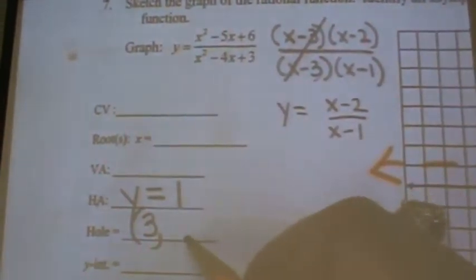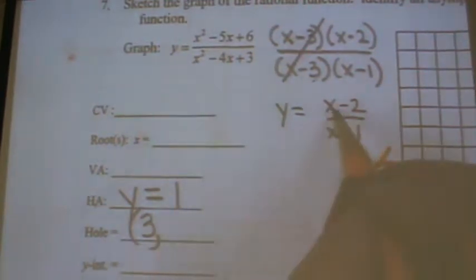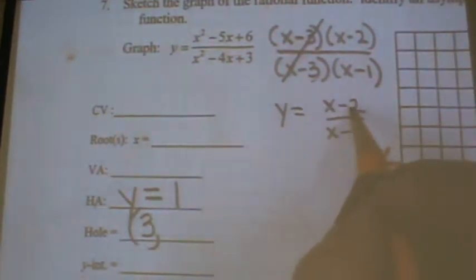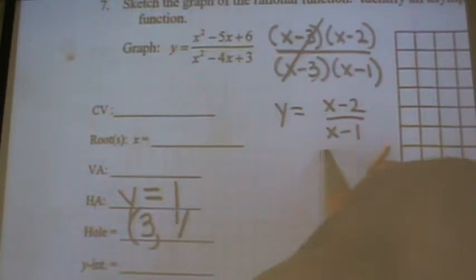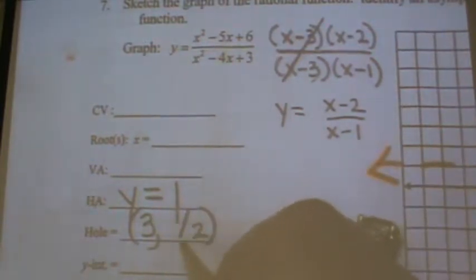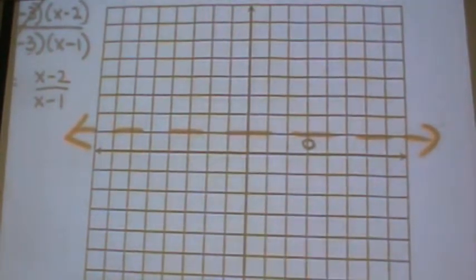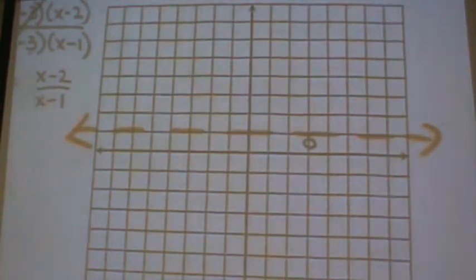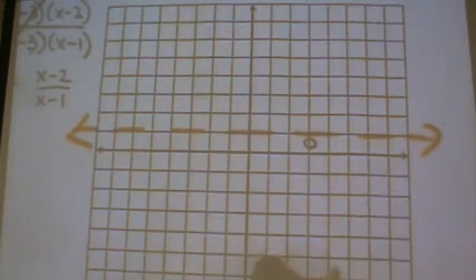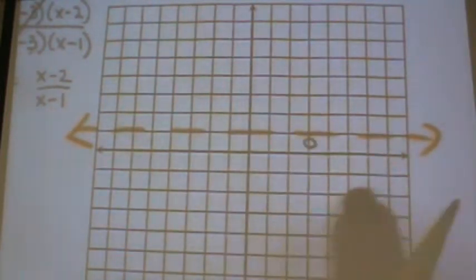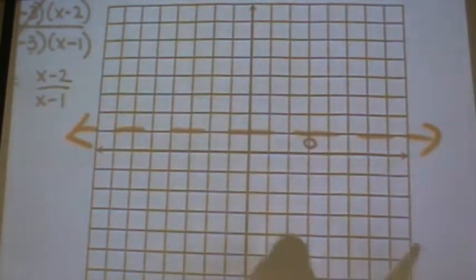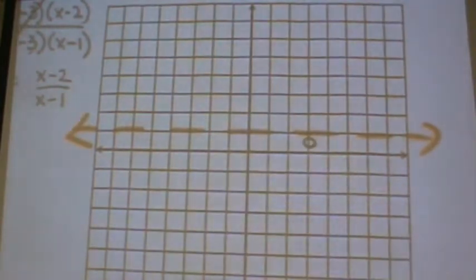How do you figure out what the y value of the hole is? You plug 3 here and 3 here. What's 3 minus 2? And what's 3 minus 1? So 1/2, we have a hole. So let's plot 3 over 3, up a half, and you're going to put an open circle right there. That's your hole. That's a hint that my graph is going to be somewhere over in this area, but it's not going to go through it, it's bypassing it.